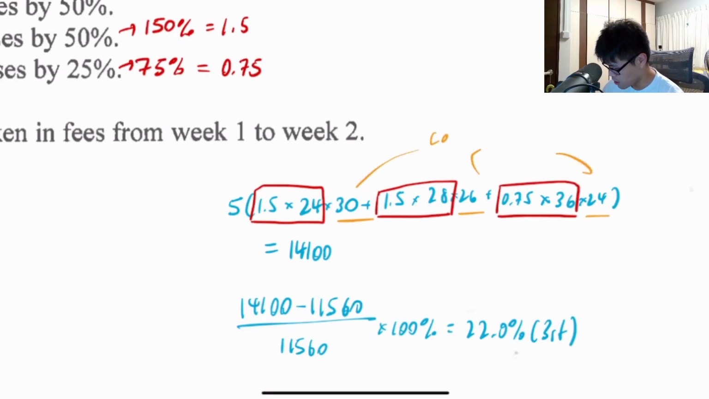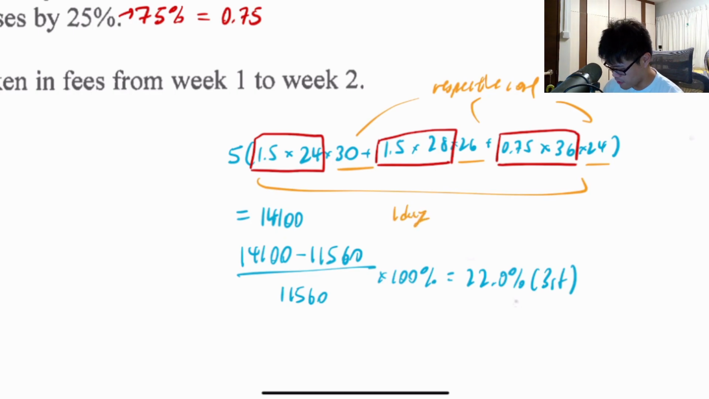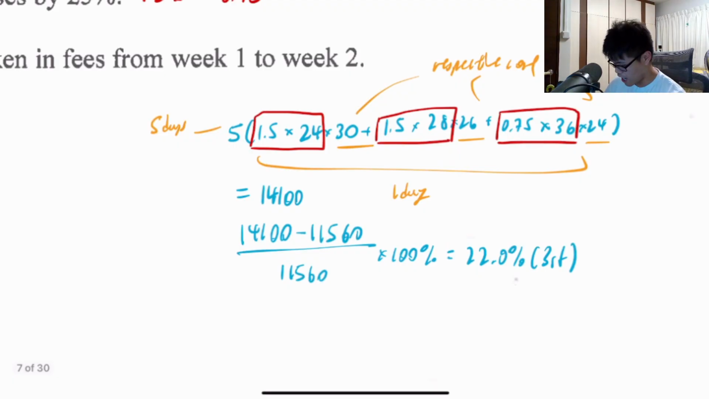And then 30, 26, and 24. These are the costs, respectively. So these are the respective costs of each group. And then we plus together times 5, because this is the amount of money we made in 1 day, and this is 5 days. We times together, plus together, and we get our final amount of money collected in week 2.